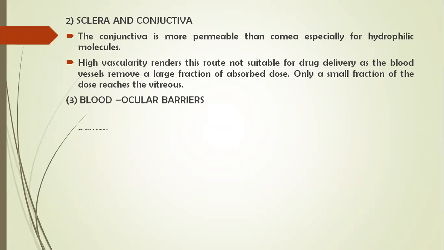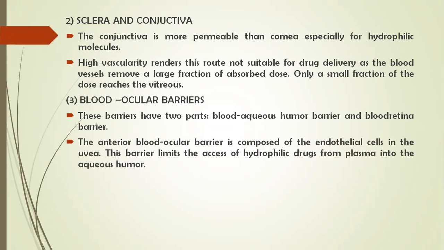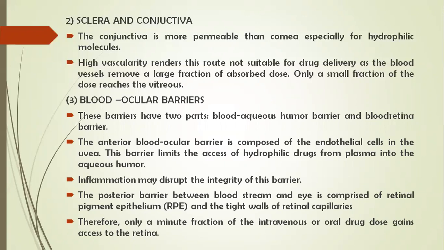Then blood ocular barriers, these barriers have two parts, that is blood aqueous humor barrier and blood retina barrier. The anterior blood ocular barrier is composed of endothelial cells in the uvea. Inflammation may disrupt the integrity of this barrier. The posterior barrier is comprised of retinal pigment epithelium and tight walls of retinal capillaries. Therefore, only a minute fraction of intravenous or oral drug dose gains access to the retina.